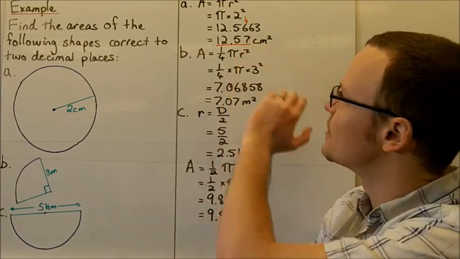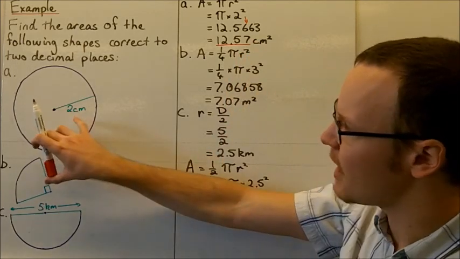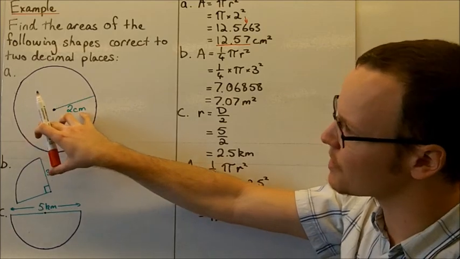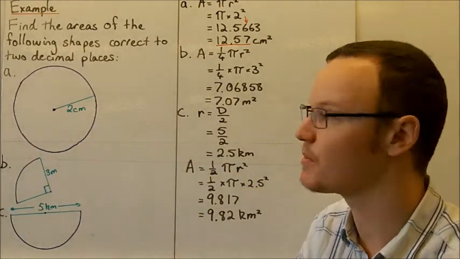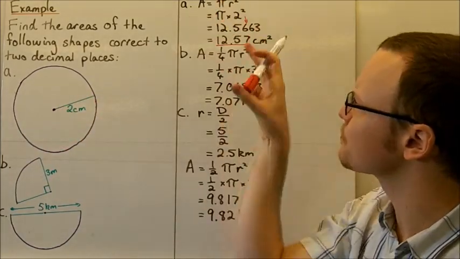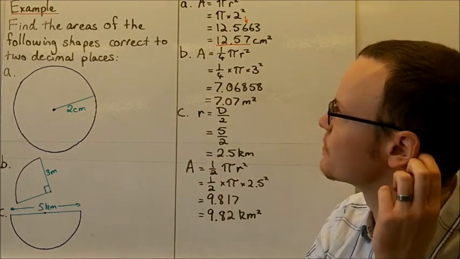So note the units that we've got there, square centimetres, relate to the units that we've got the radius in. Square centimetres, they're the same units, or the same magnitude of units.